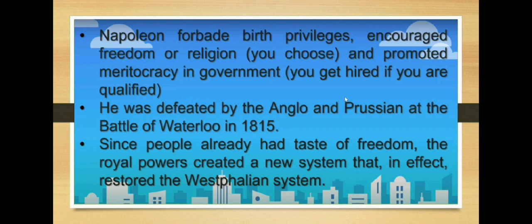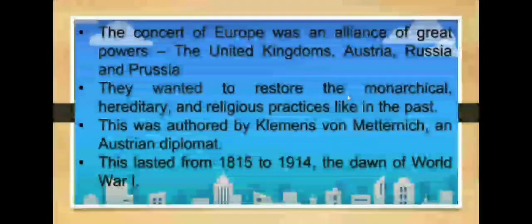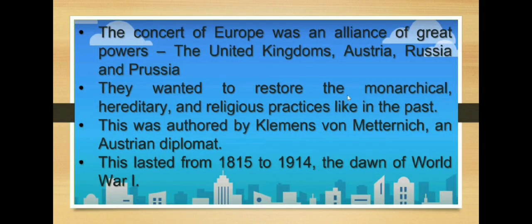And dahil natalo si Napoleon, gusto ng mga royal na magbuo sila ng new system. But in effect, ibalik yung Westphalian system na naging walang away-away, but mabalik itong mga monarchs na mga hari at reyna. So diba nabuo man ang mga royal ng new system and the new system na gitawag na Concert of Europe. The Concert of Europe is a group of nations na nagkaisa para ibalik ang monarchy. And ang mga bansa na nasakop dito is the United Kingdom, Austria, Russia, and Prussia. Sila ang mga gusto na ibalik ang monarchy, hereditary, katong mga religion practices niyan dati.